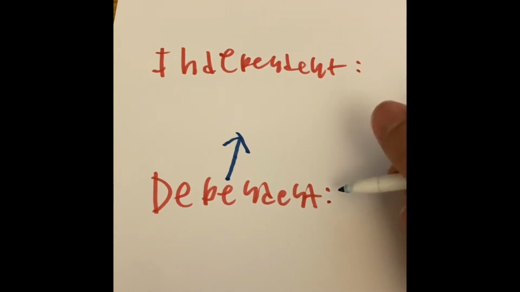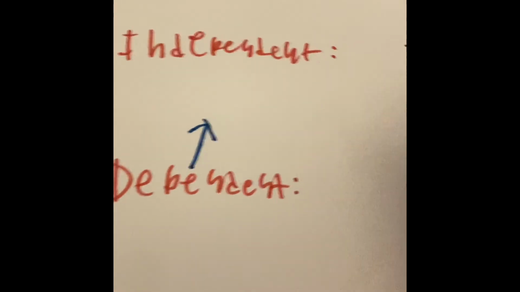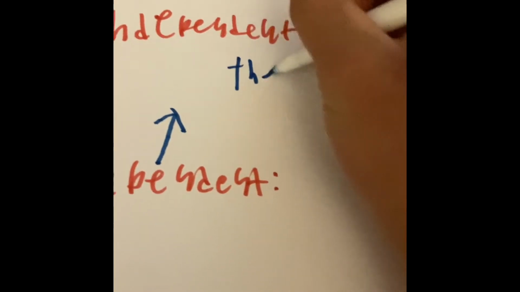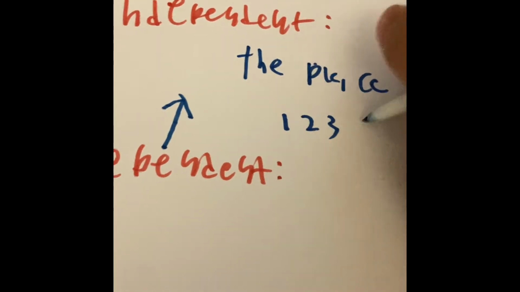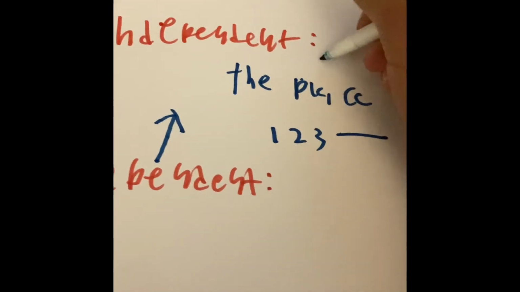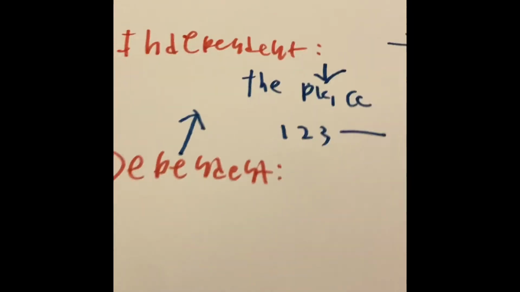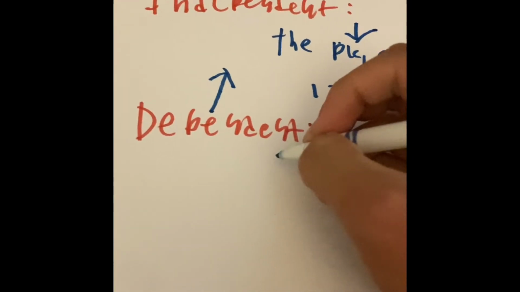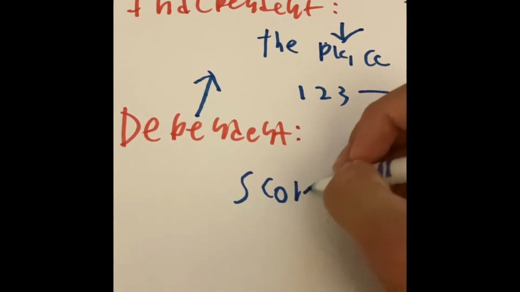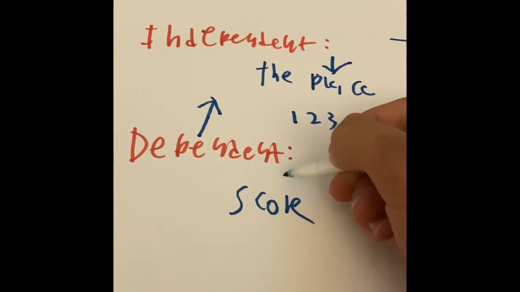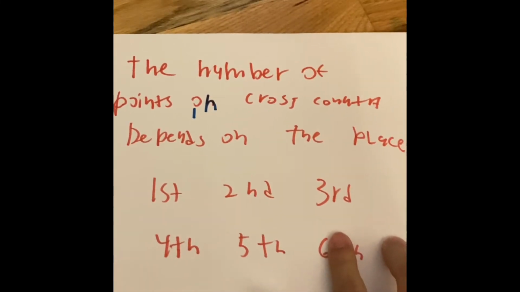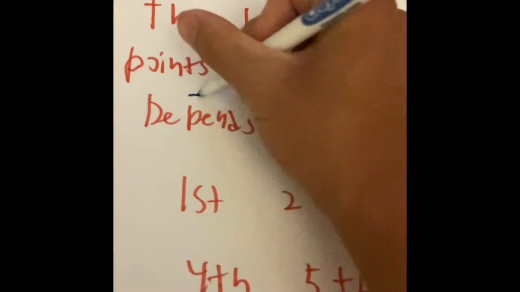The independent variable is the place that you get, like first, second, third, and so on. But after you place in a cross-country race, what's going to depend on that is your score. So we have easily found the independent and the dependent variable. The good thing to look at is that the word depends is actually going to help you, or the word effects.